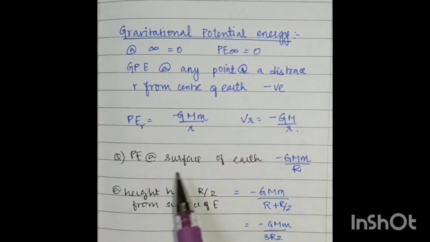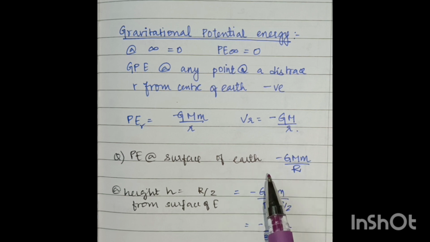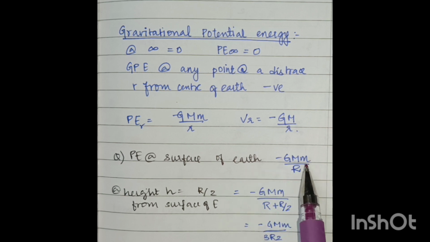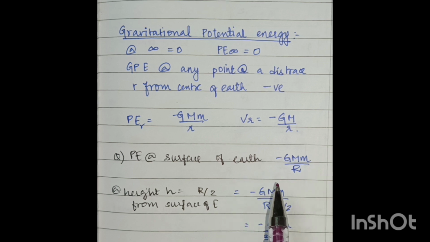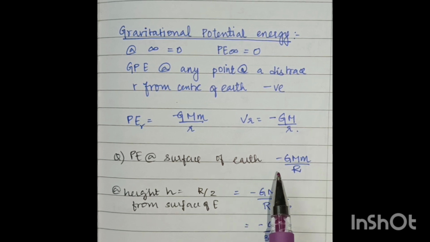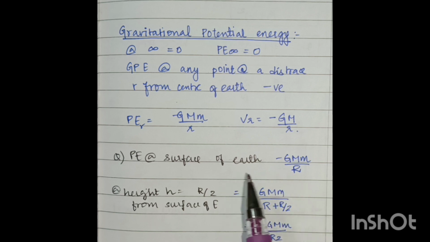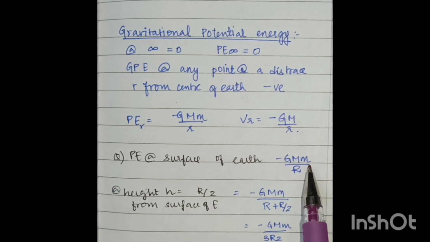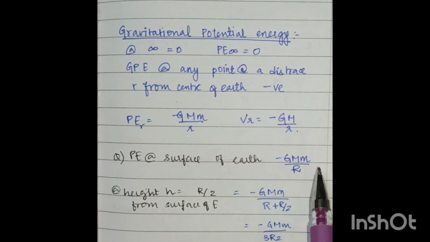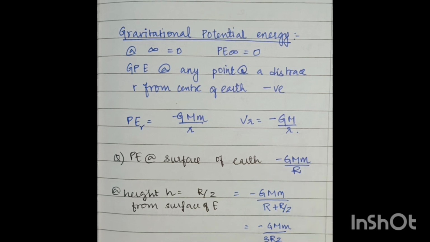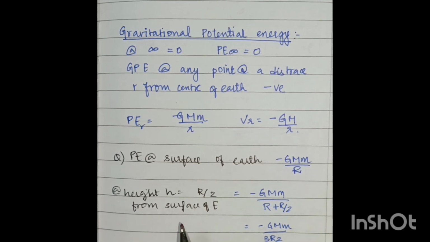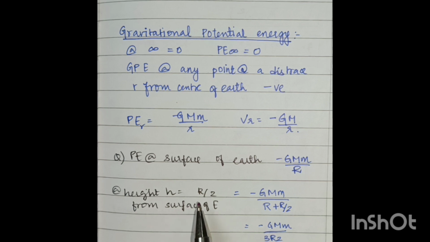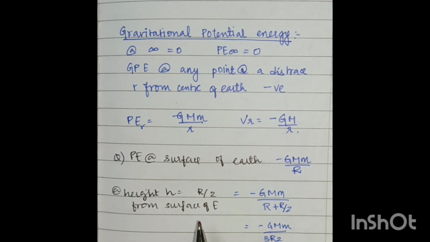Now what will be the potential energy at the surface of the earth? If we are considering a small mass m at the surface of the earth, then what will be the potential energy of the system? We have to consider that there are only two masses, the earth and the small mass which we have taken. So it is minus G capital M small m by r. And if we are interested in finding gravitational potential energy at height r by 2 from the surface of the earth, then what will it be?